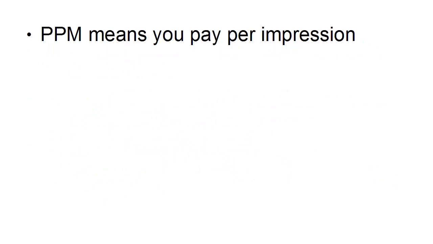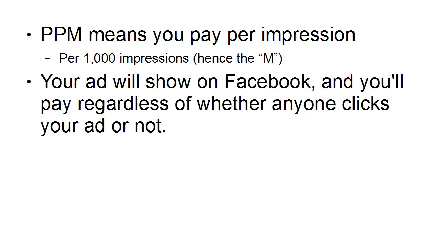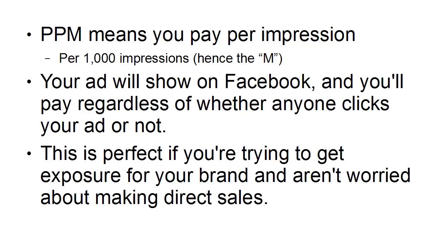PPM means you pay per impression, or to be more specific, you pay per 1,000 impressions, hence the M. And your ad will show on Facebook and you'll pay regardless of whether anyone clicks on your ad or not. And this is perfect if you're trying to get exposure for your brand and you aren't worried about making any direct sales.